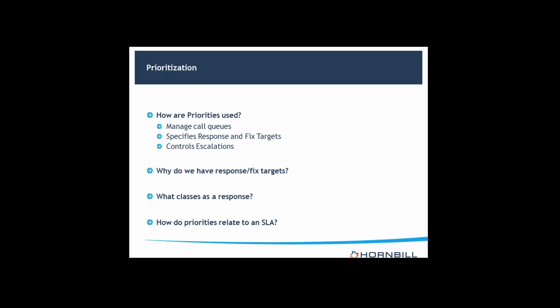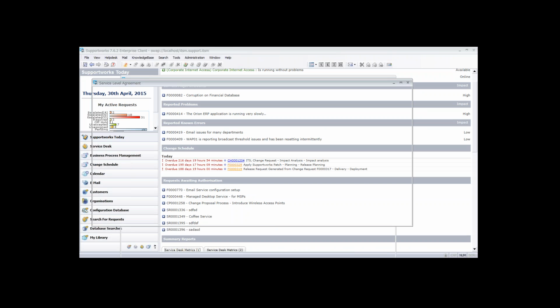How do priorities relate to an SLA? You can only assign a priority to one SLA. Obviously, you can have more than one priority against each SLA, but that priority can only be used once. If you have a similar priority and it's needed on a different SLA, you actually have to create further priorities. So let's have a look at actually creating that priority and how we can assign it to an SLA and use our targets.